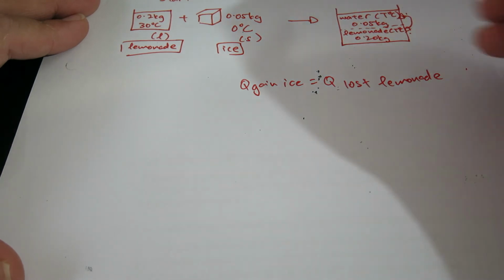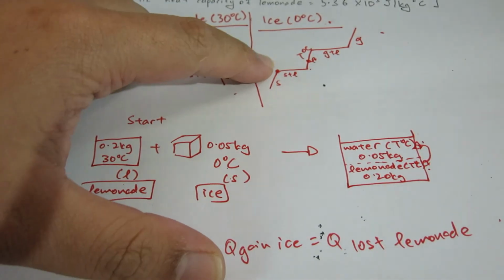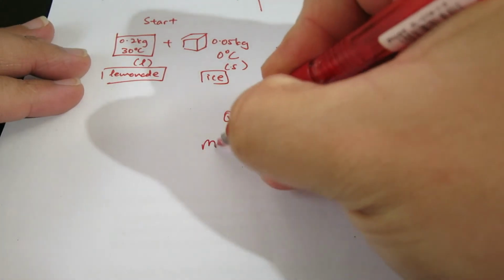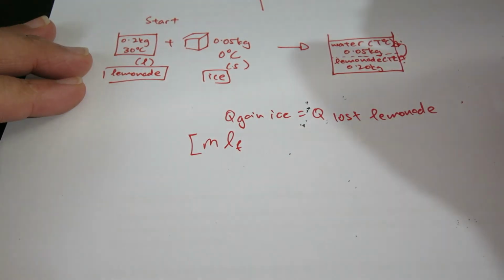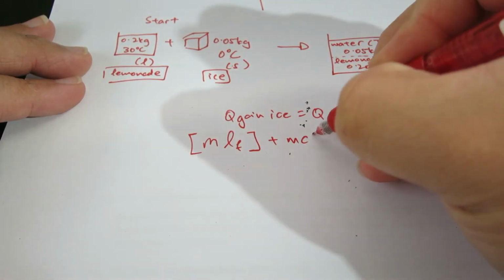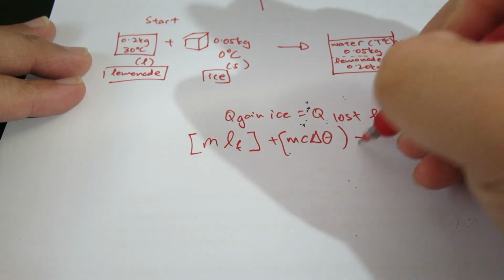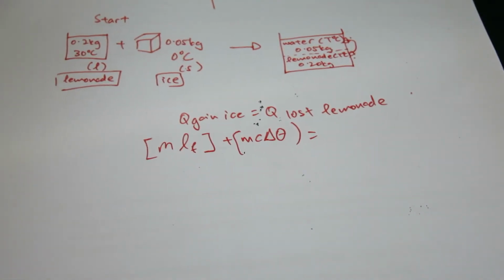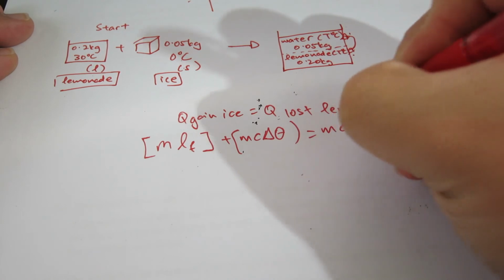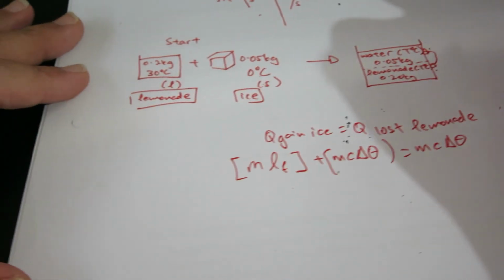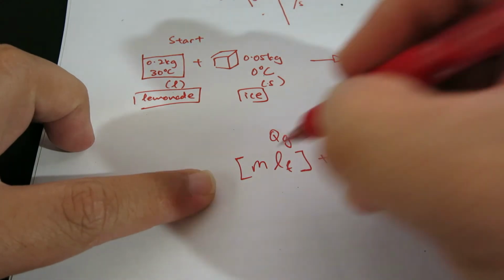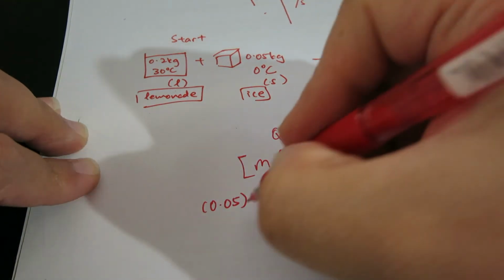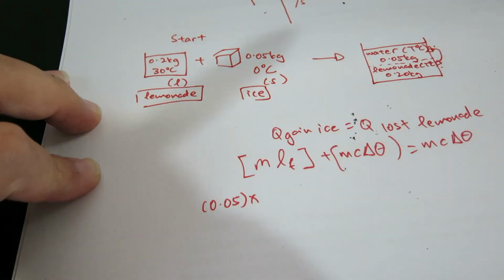For the ice, it actually has to melt first and then increase in temperature. So I write mL_f, the latent heat of fusion formula, plus mcΔθ. For the lemonade, it doesn't have any change of state, it's only changing in temperature, so I use just mcΔθ on this side. Then it's just a matter of plugging in the correct numbers, so make sure that you don't get confused. The ice is actually 0.05 kilograms. Then you multiply by the latent heat of fusion.